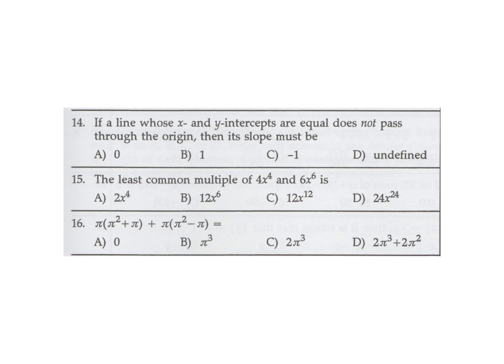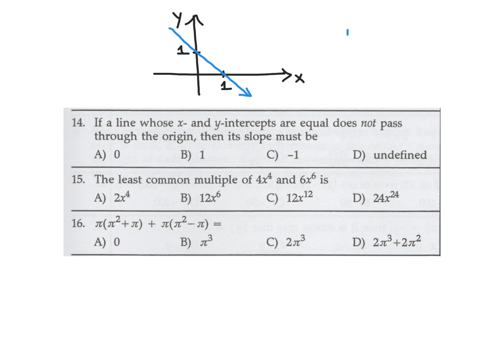If a line whose x and y intercepts are equal does not pass through the origin, then its slope must be. All right, let's see. Let's draw a little graph here. And they're saying you have a line whose x and y intercepts are equal. So let's say the x-intercept is 1, the y-intercept is 1. So then that line would be like this, right?